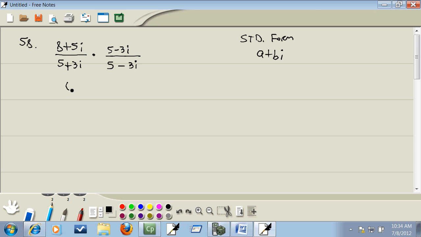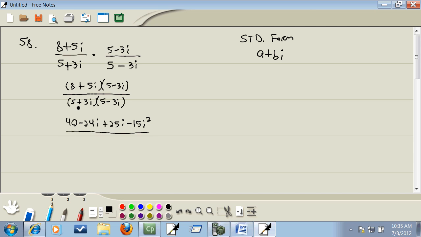Now up on top, actually let me put them next to each other and then I'll multiply them. 8 plus 5i and 5 minus 3i. And down below here, 5 plus 3i times 5 minus 3i. Now up on top we got 8 times 5, which is 40. We got 8 times negative 3i, which is negative 24i. We got 5i times 5, which is 25i. And we got 5i times negative 3i, which gives us negative 15i squared.